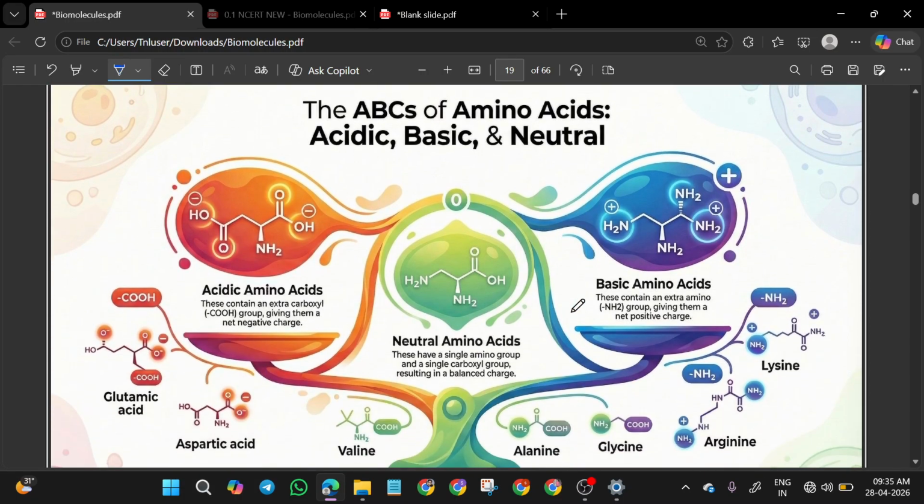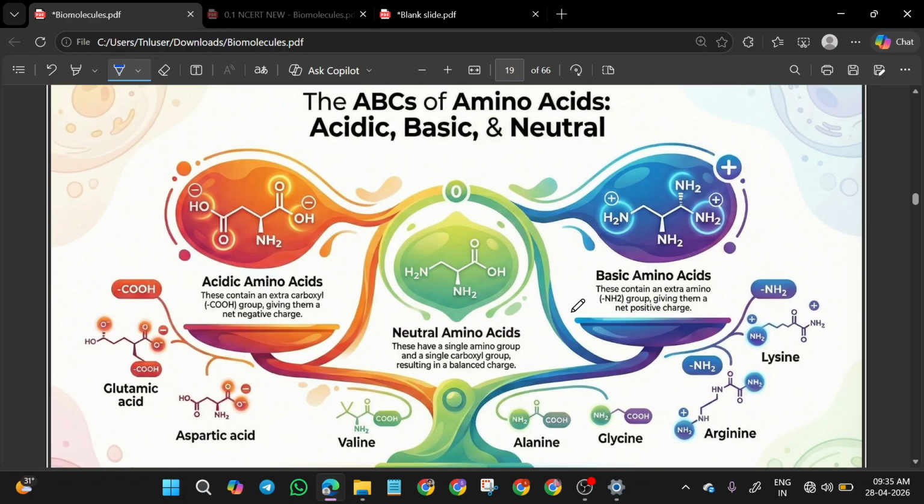Next we are going to classify according to the charge. Suppose an amino acid has an extra COOH group. This is the normal formula: NH2, then CH, then COOH. Here there is already one COOH group. If the R group also has another COOH group, for example the R group is CH2COOH, then the overall charge will become negative. Negatively charged amino acids are called acidic amino acids.